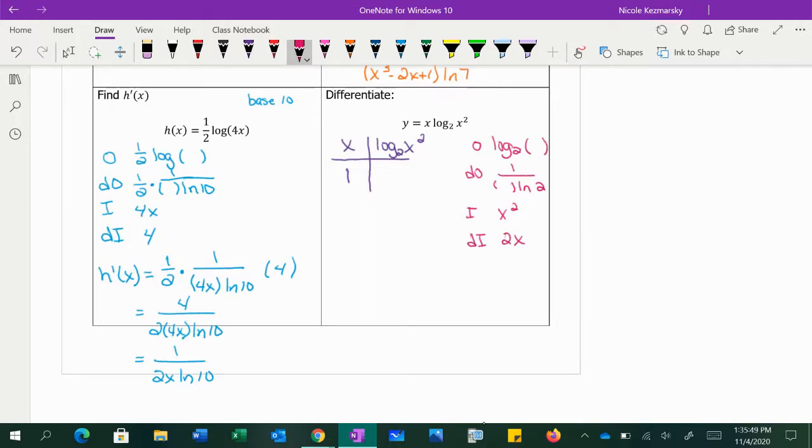Putting that all together, I'm going to write it down here because it's going to get a little big. We're going to have 1 over x squared natural log of 2 times the derivative of the inner, 2x.